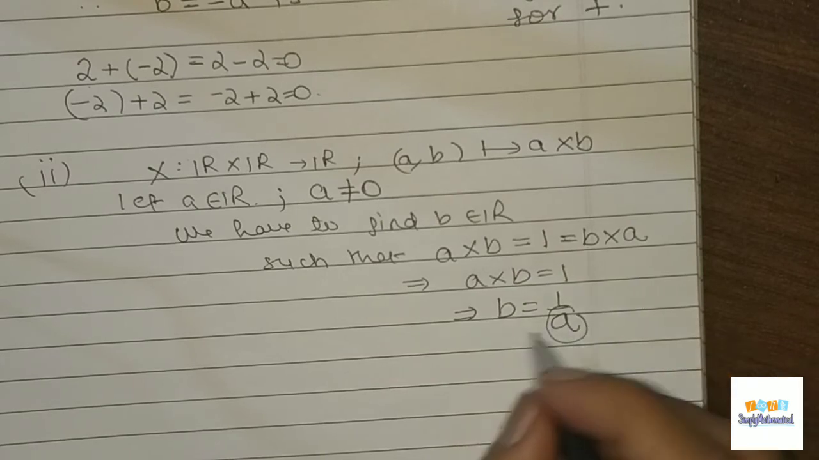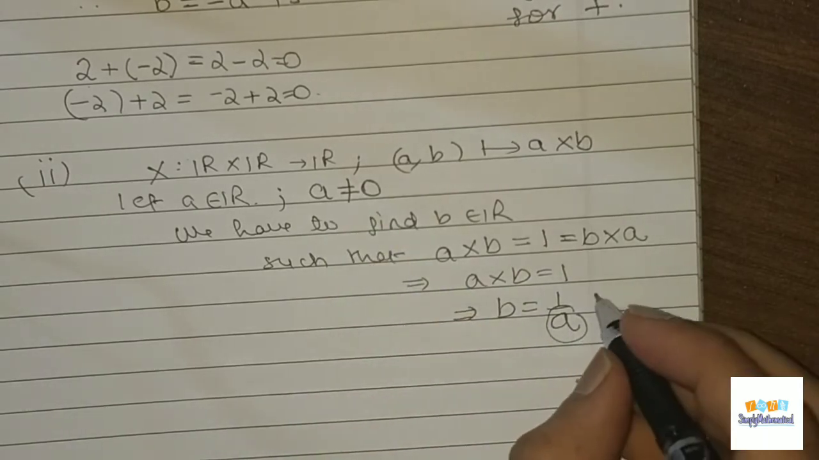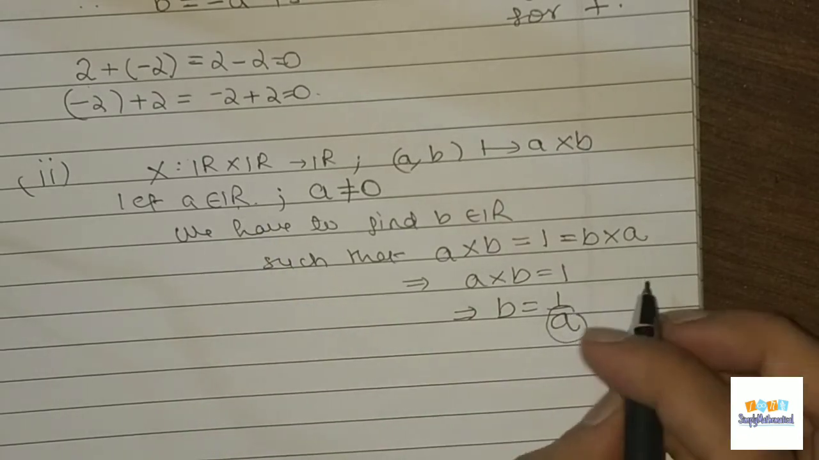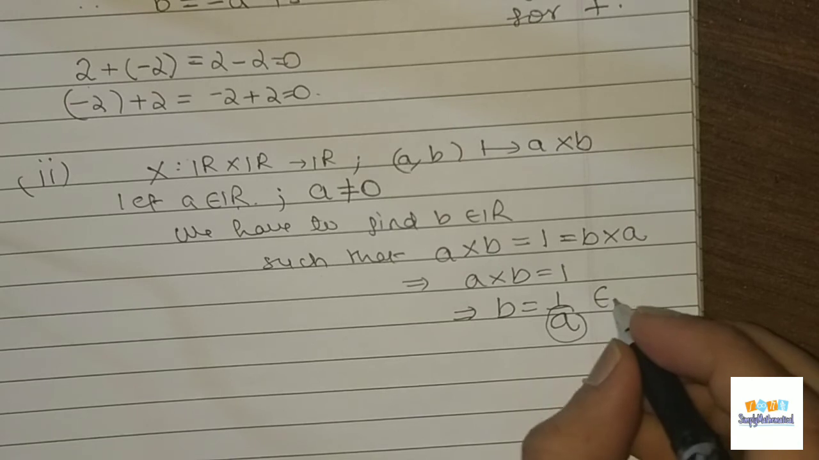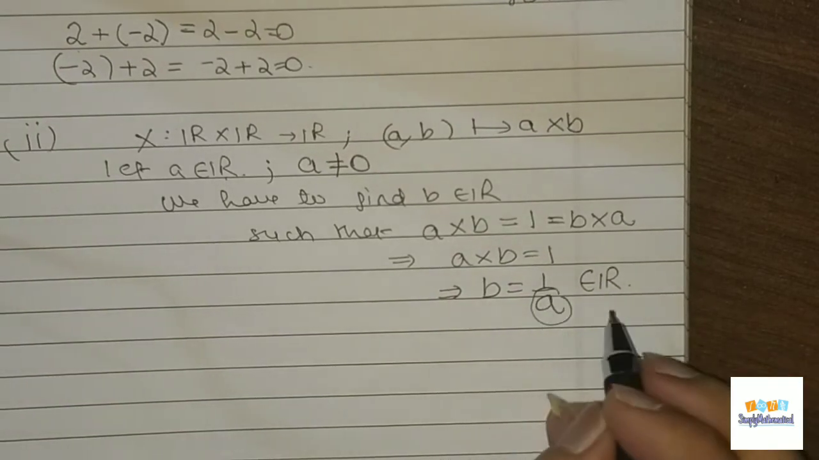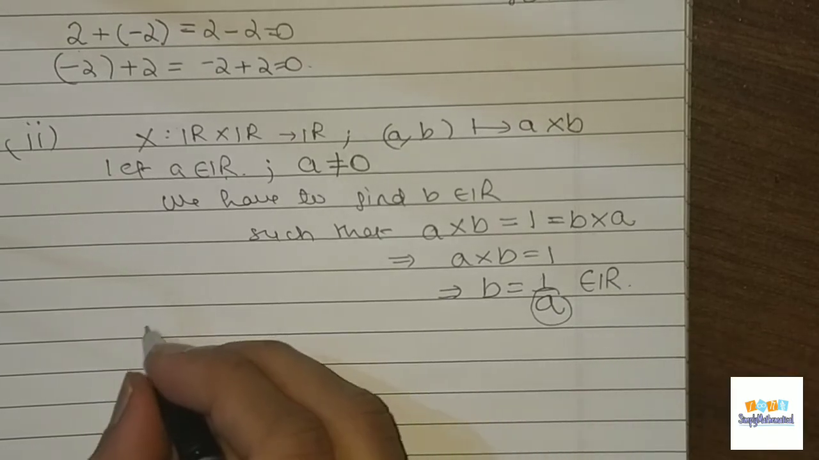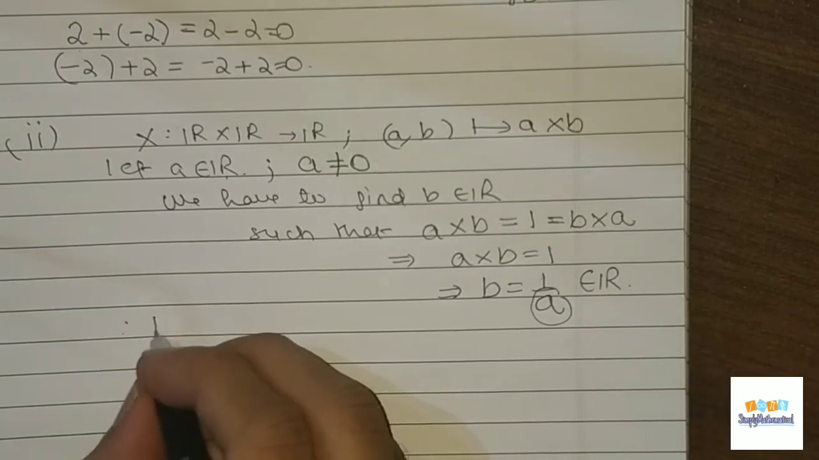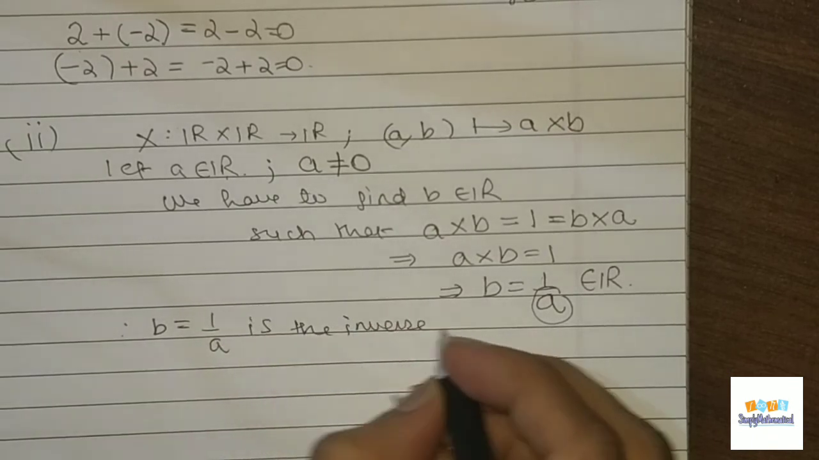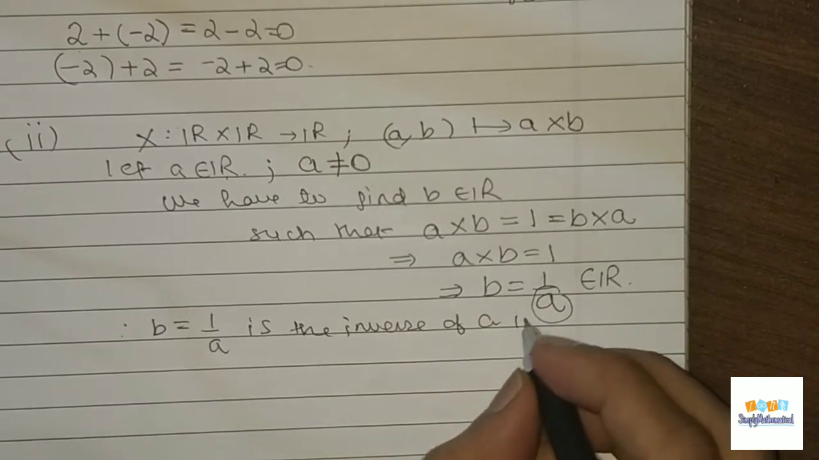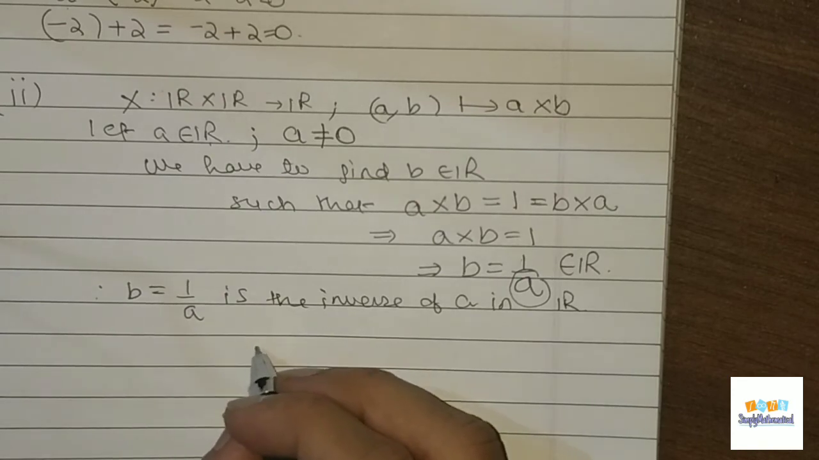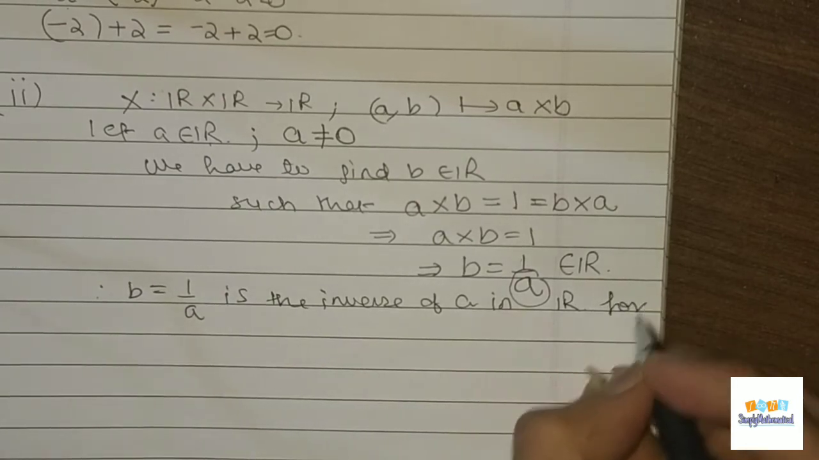Now since a is non-zero, 1 by a is defined, and if a is a non-zero real number, then 1 by a is also a non-zero real number. So this will be a real number, non-zero, but still a real number. So what you got is, therefore, b equal to 1 by a is the inverse of a in R for the operation multiplication.